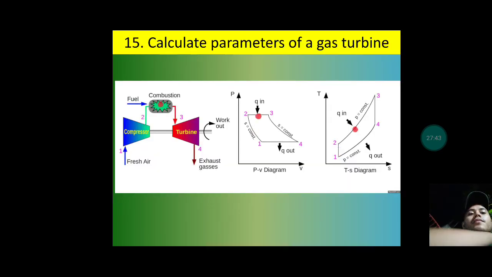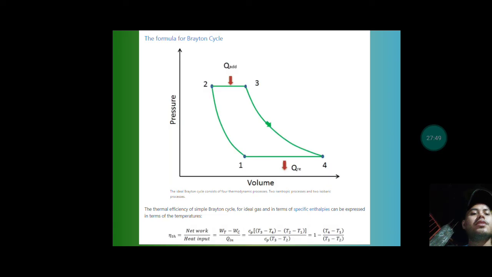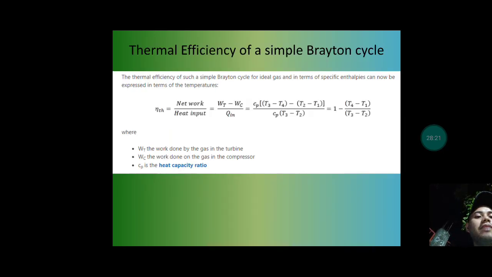Okay. Lastly, we have calculating parameters for a gas turbine. The formulas for a gas turbine are these. On the bottom, thermal efficiency equals net work over heat input, which equals the work of the turbine minus the work of the compressor over Q in. We have other formulas too, which will be used maybe in your third year in your GT subject, which is more on gas turbines. So for the meantime we'll be using the second formula, the work of the turbine minus the work of the compressor over Q in.